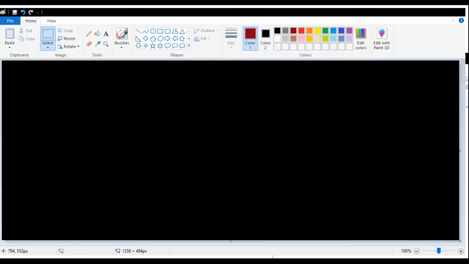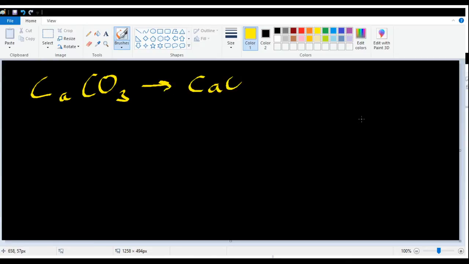All right. So, calcium carbonate goes to calcium oxide plus carbon dioxide. Gotta be careful with that lag. CO2. All right. So we just grabbed the enthalpies of formation off that table.